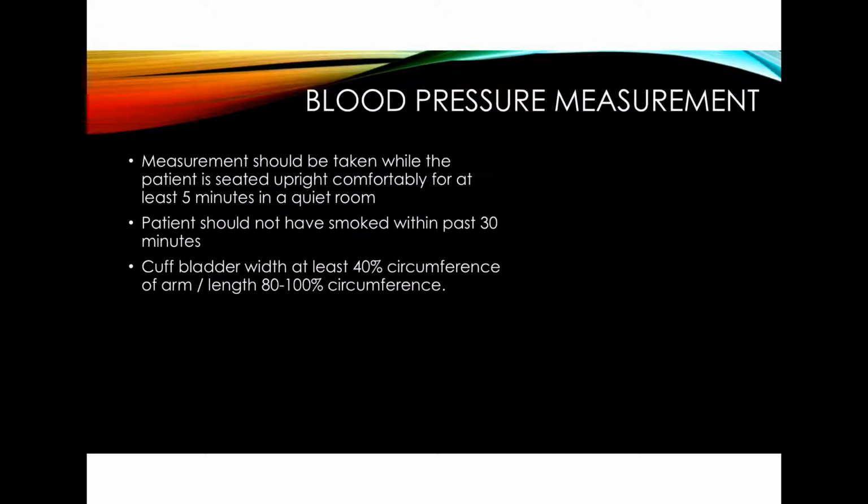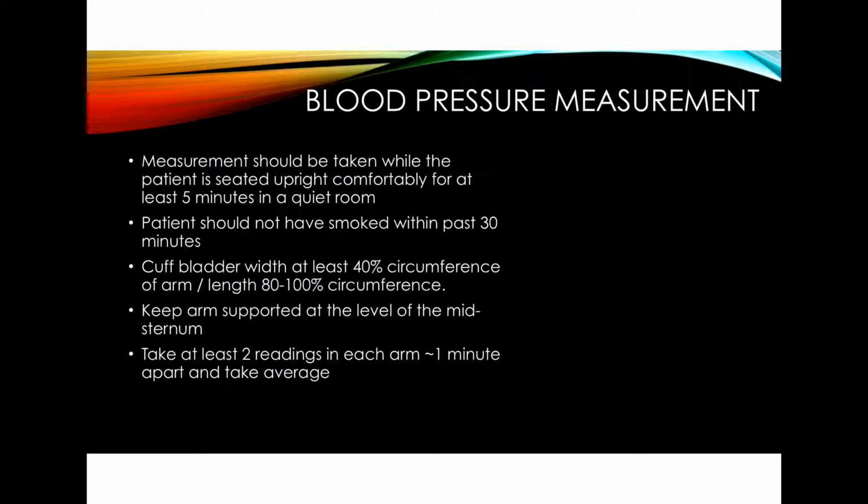The size of the cuff should also be appropriate. The width of the cuff bladder should be at least 40% of the circumference of the patient's arm, and the length of the bladder should be at least 80 to 100% of the circumference of the patient's arm. During the measurement, the patient's arm should be kept manually supported to the level of their sternum. And the practitioner should take at least 2 readings in each arm, 1 minute apart, and then take the average measurement of both readings.